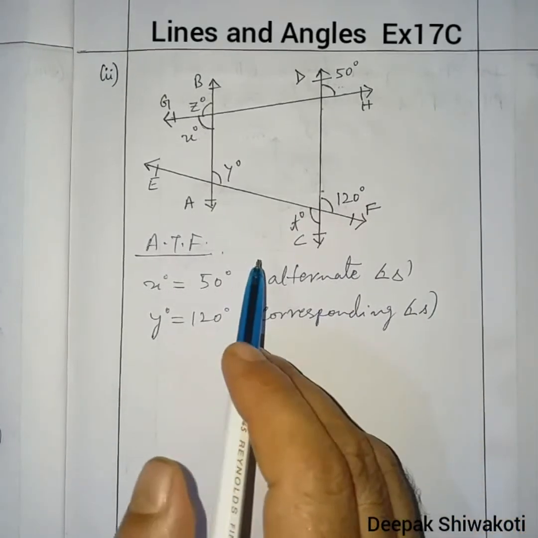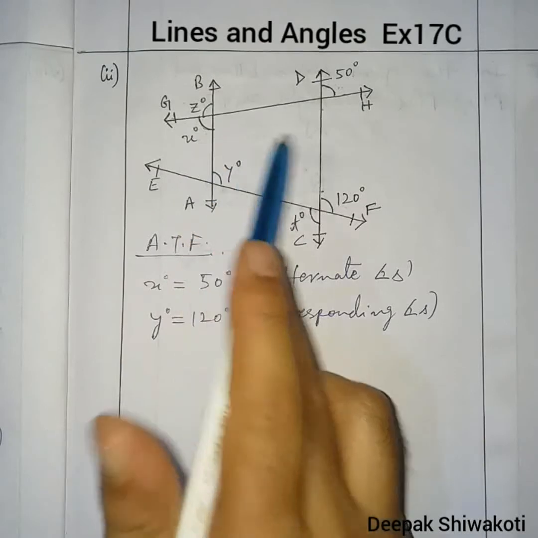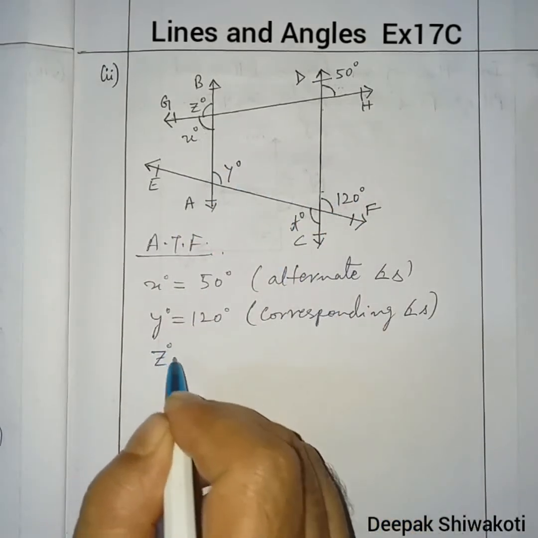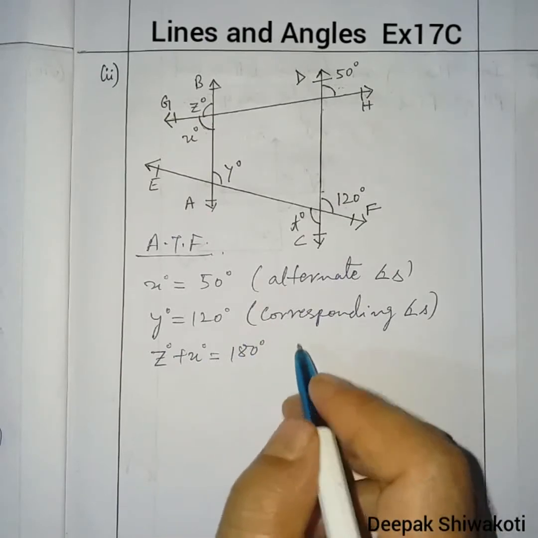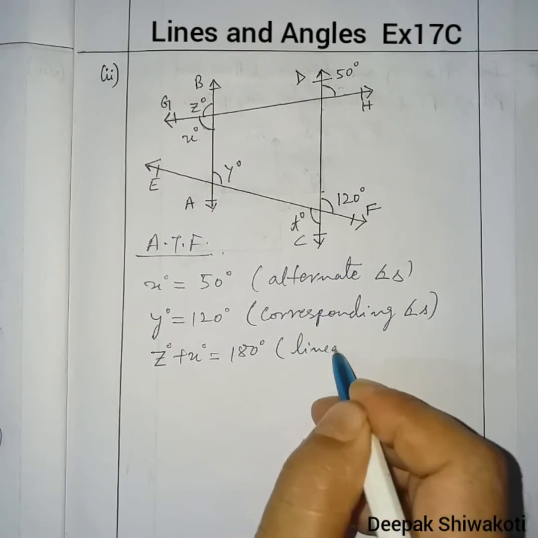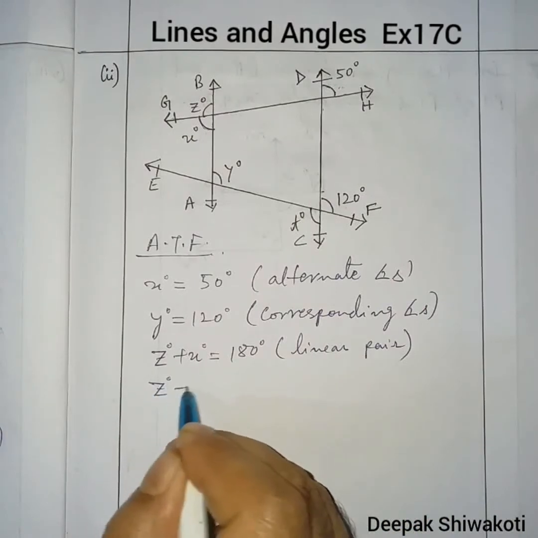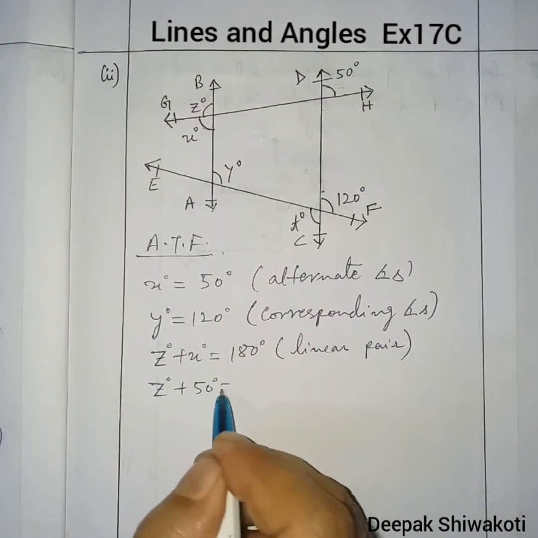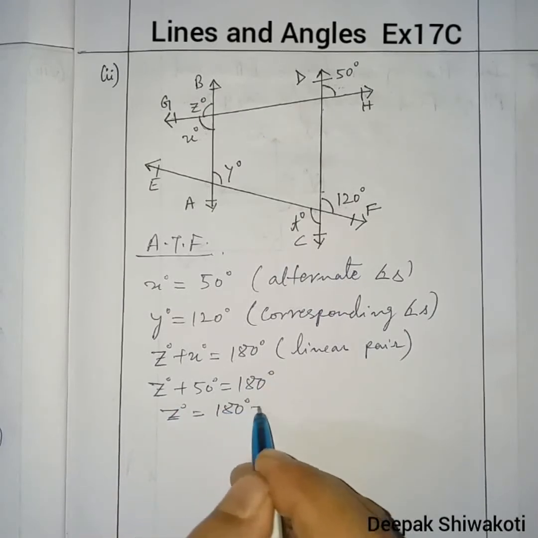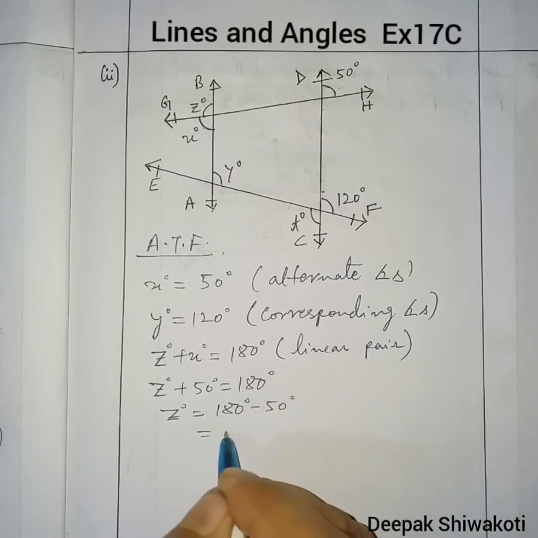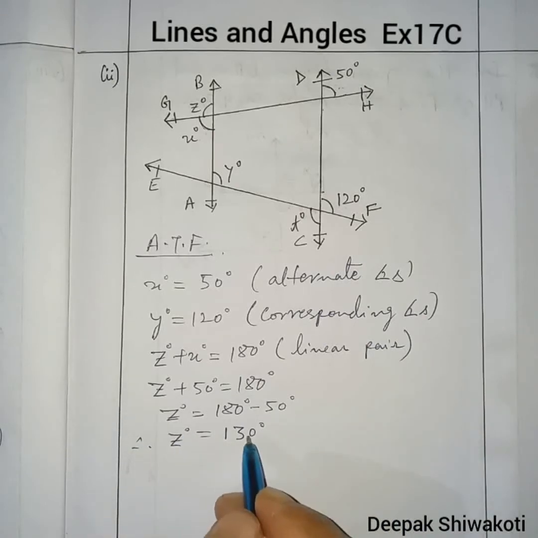Okay, now z plus x, these two are a linear pair. Okay, so z plus x degree is equal to 180 degrees, as these two are a linear pair. Okay, so the value of z we have to find, x we have got as 50 degrees here. So z will be equal to 180 minus 50 degrees, that is 130 degrees. Therefore z is equal to 130 degrees.